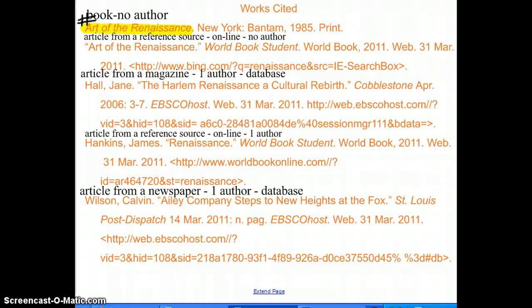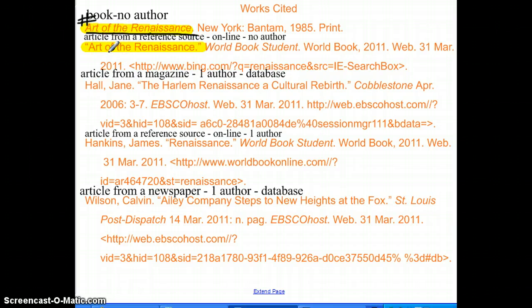The second source was an article from a reference source, and again, we did not have an author, so we're going to use the title of the book or the article. This time, though, we've got the same title. So how do we know which one we're looking at when we look at parenthetical documentation? So, since it's a book title, we have to show that it's a book by underlining it.